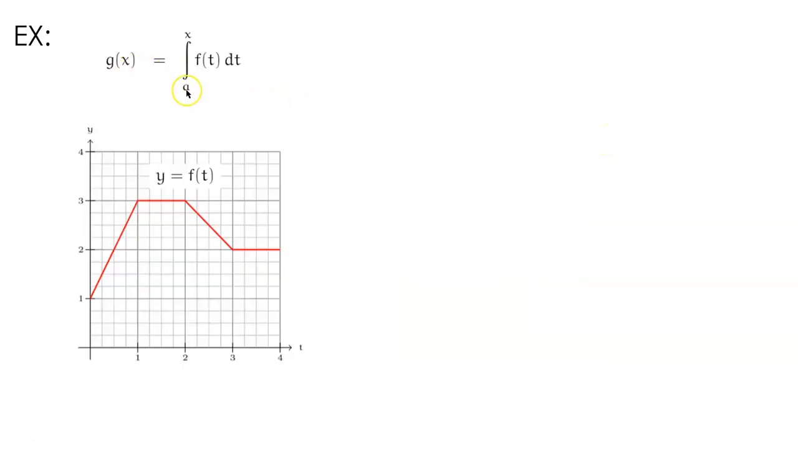G of x is, that a should have been a 0, sorry about that. So I want the integral from 0 to x of f of t dt. Here's f of t. So let's start with g of 0. G of 0 will be 0 because there ain't no area from 0 to 0. There's just nothing there. G of 1, well, I'm going to have this area, which is 1, plus the area of this triangle, which is also 1. So g of 1 is 2.